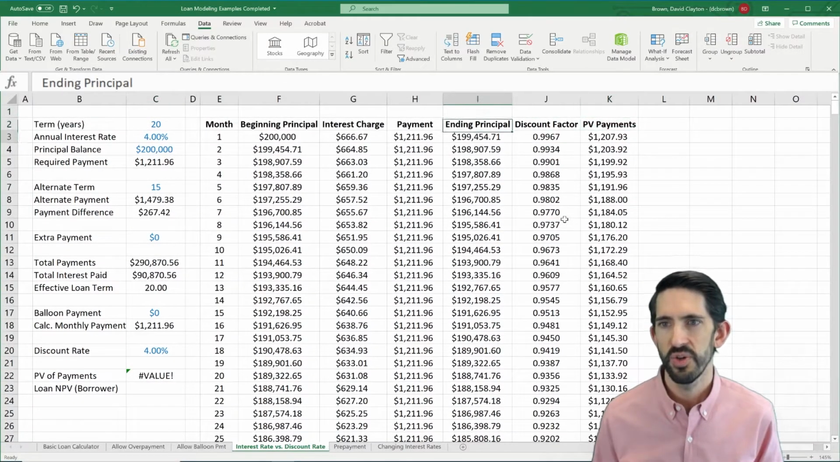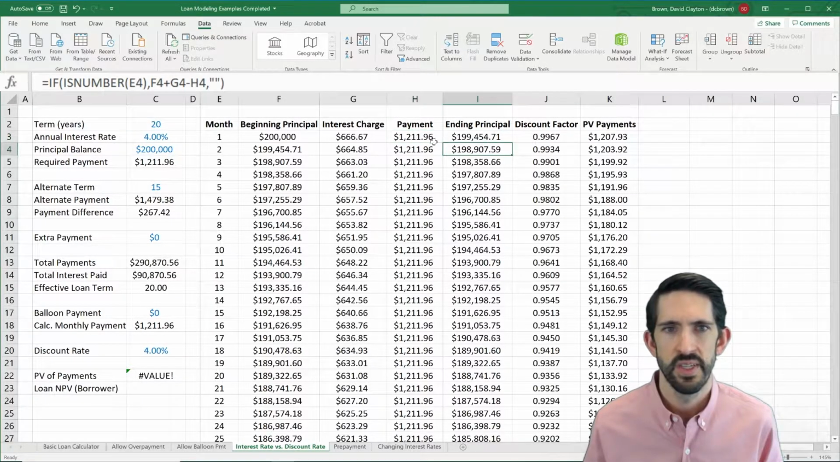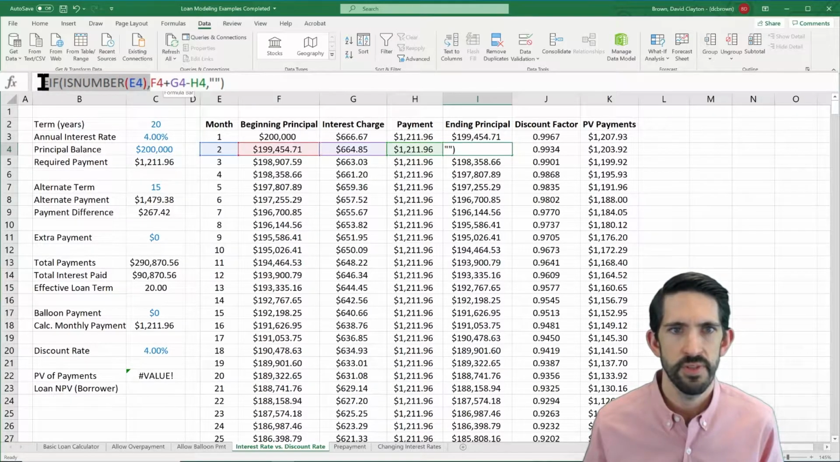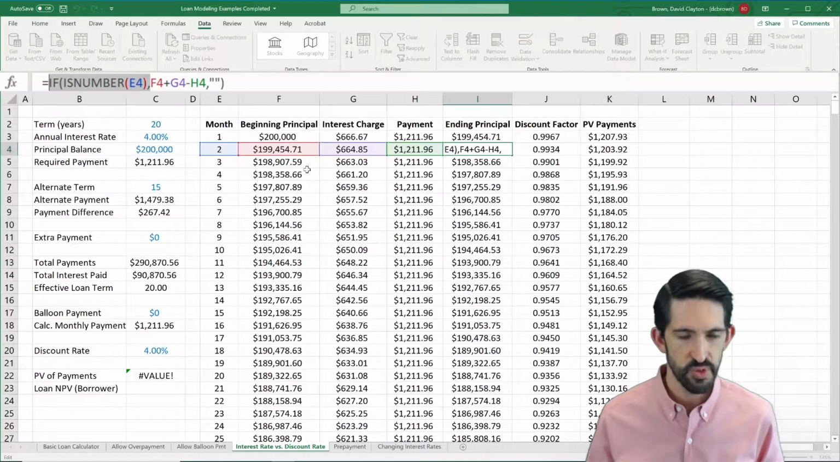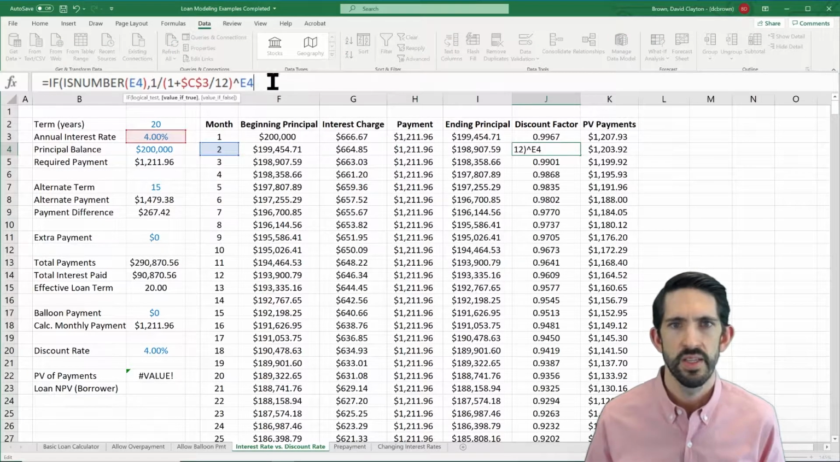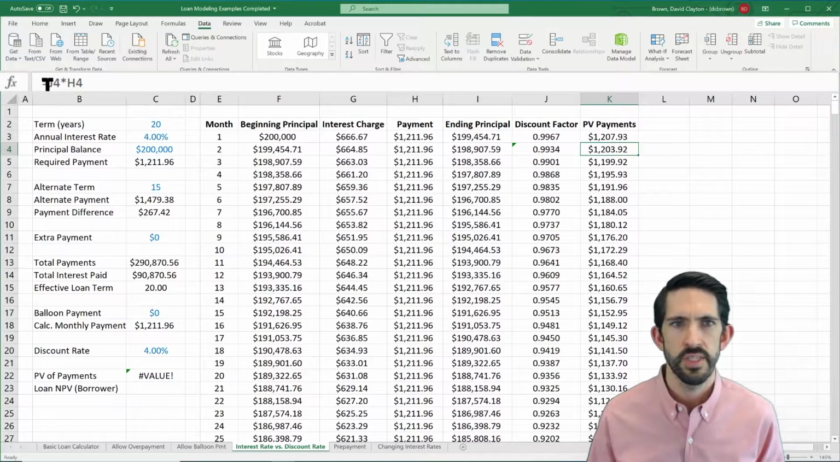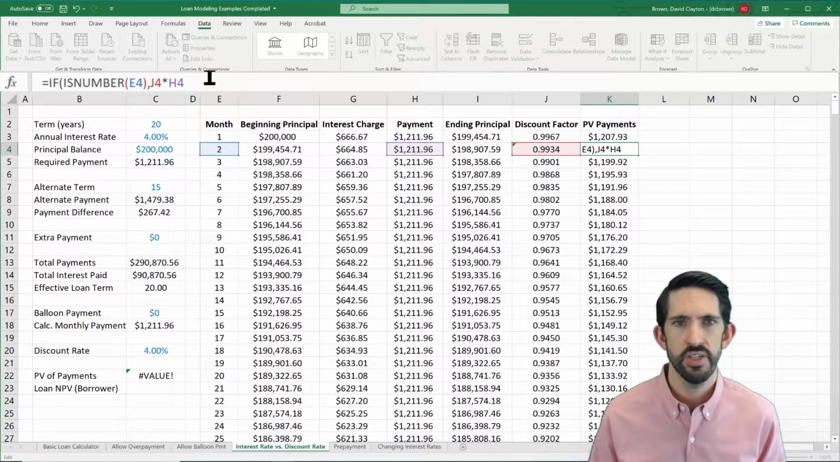The way I can deal with it, though, is the same way I've dealt with the other problems. Right? We can come in here and use our isNumber function. So again, we have our if isNumber. Again, we're just checking if that month is a number, so we'll put that in here. Let's do it first for our discount factor. We'll do it second for our present value calculation.